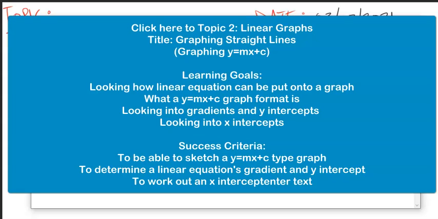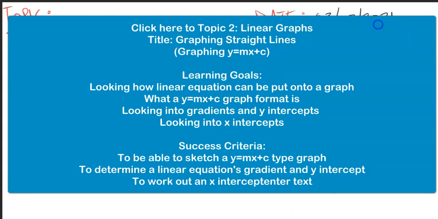Success criteria for this is to be able to sketch a y equals mx plus c type graph, to determine a linear equation's gradient and y-intercept, and to also work out an x-intercept. And this is going to help us sketch specific lines or graphs. So if you haven't done so already, as always, when we start with a new topic, we're going to write topic up the top. So open your books.